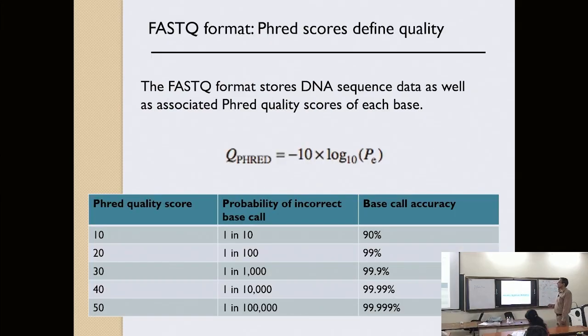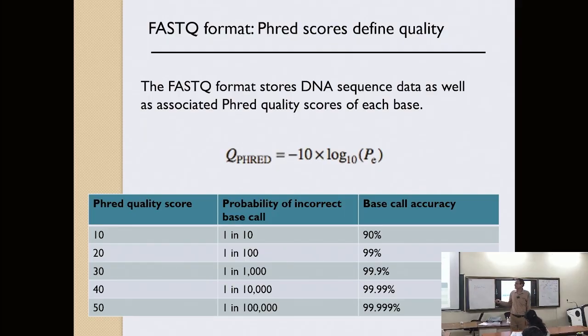And here is the formula for quality. This is called Phred quality score. P_e is the probability of incorrect base call. So if the probability of incorrect base call is 1 in 10, there would be one mistake in 10. So this would be 1 divided by 10, and 1 divided by 10 is 10 to the power minus 1. So log base 10 of 10 to the power minus 1 is minus 1. Minus 1 multiplied by minus 10 is 10. So this is the score.